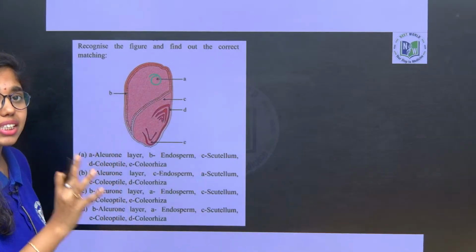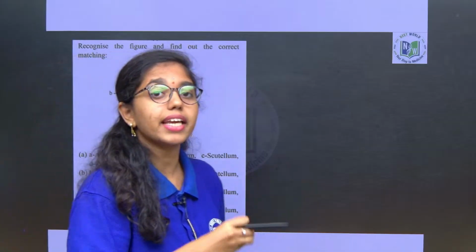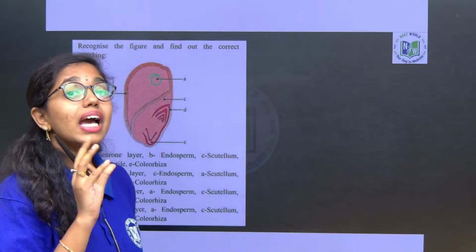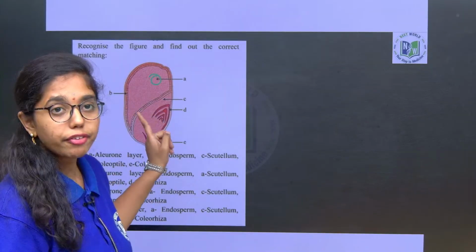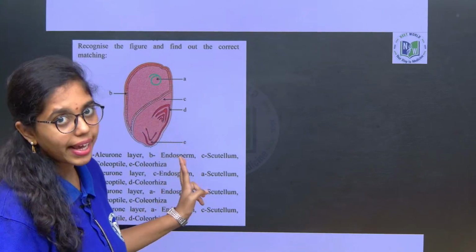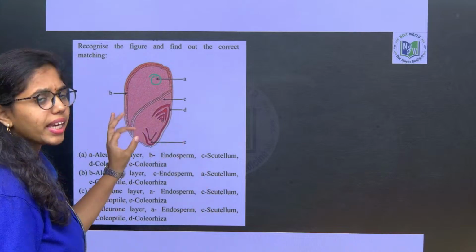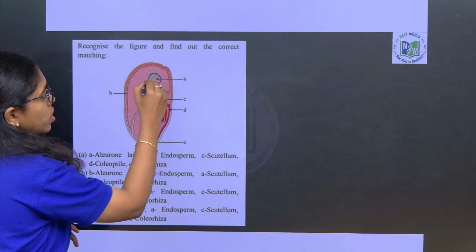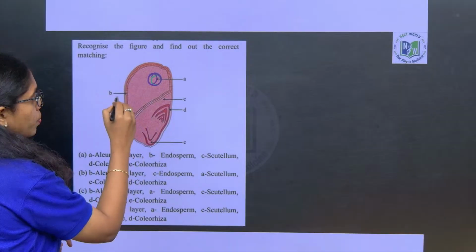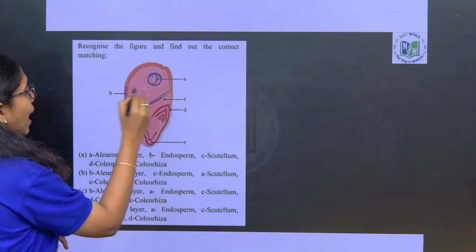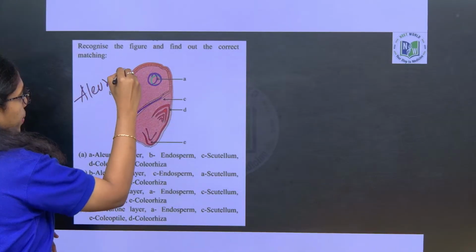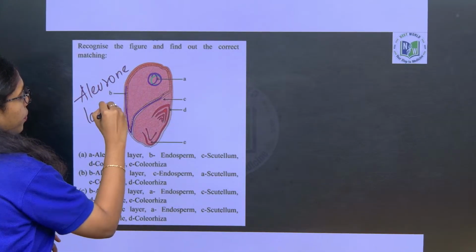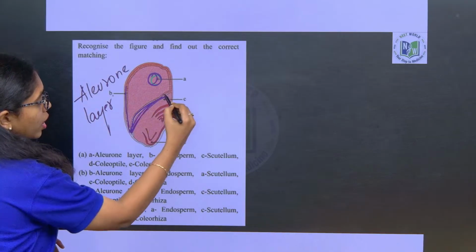See, from monocot seed, many a times question is asked, like in previous NEET 2024 also, in some of your EAPCET papers, previous year questions also, from monocot seed and dicot seed diagrams questions are asked. So pay keen attention beta. So here if you see, this is what? Endosperm, and this wall is what? Aleurone layer. This wall is aleurone layer. And this is what? Scutellum.